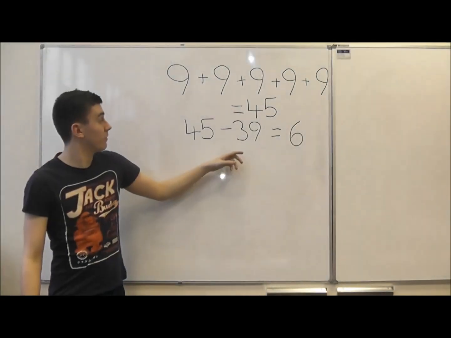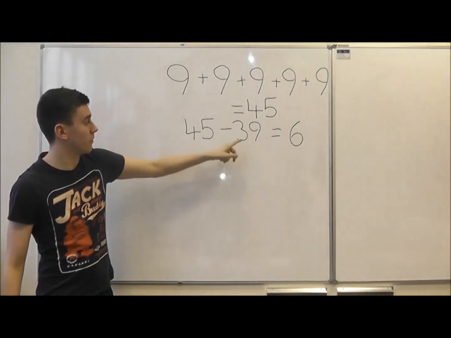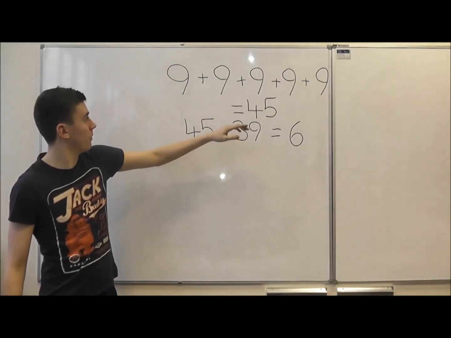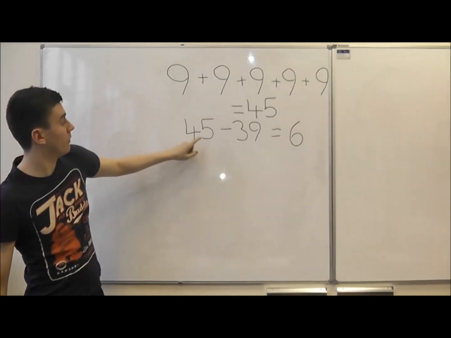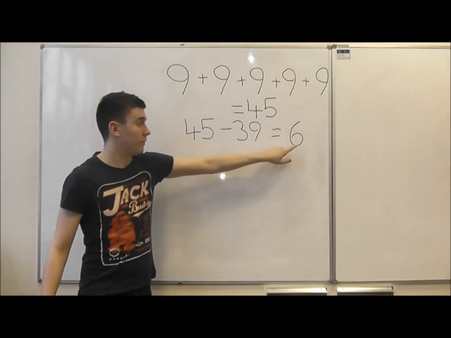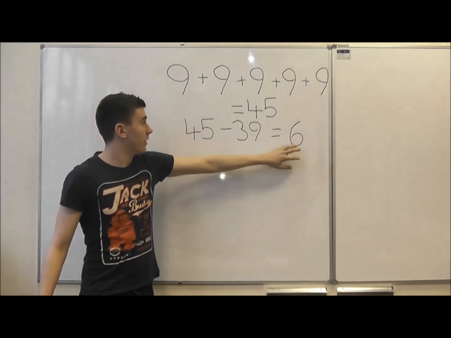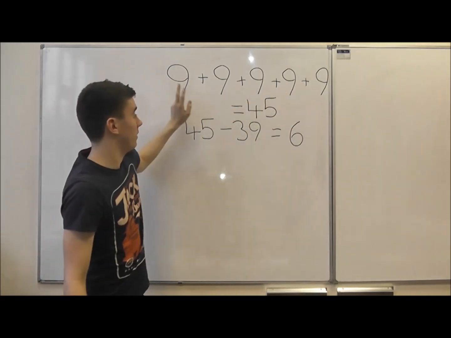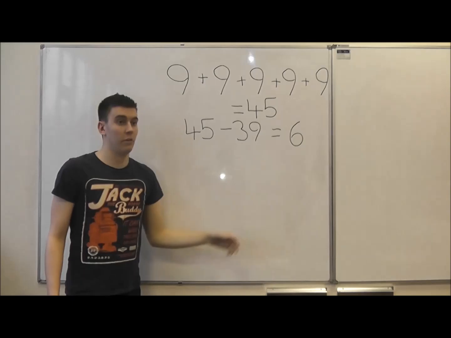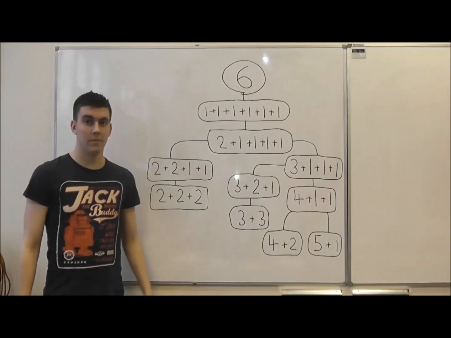Now we want to find the total of 5-digit numbers whose digits sum to 39. We're going to approach this problem in the same way as the last one. If we do 45 take away 39, we've got 6. So we know we've got to take away 6 from these digits in some possible ways. Now there are a lot more cases to deal with.